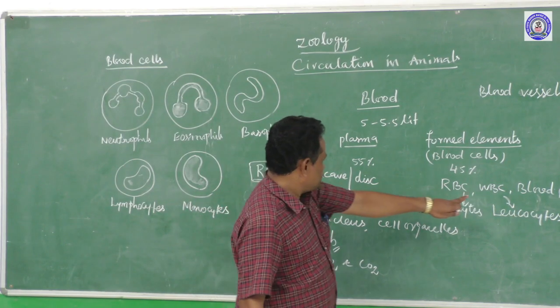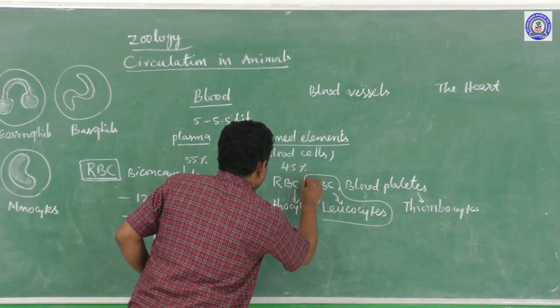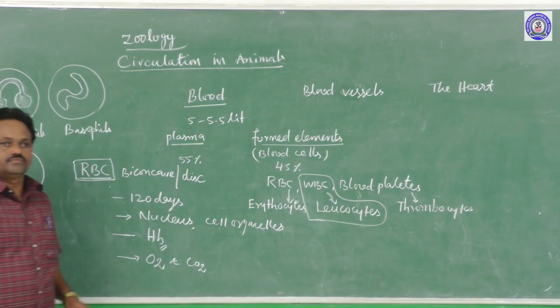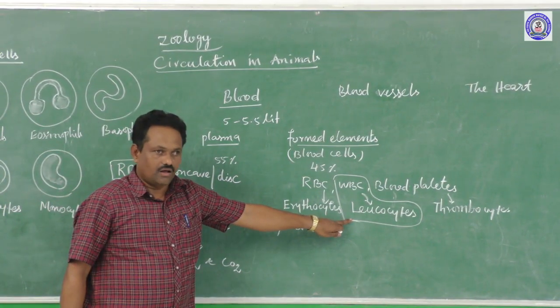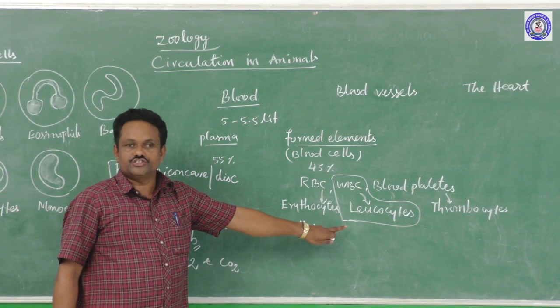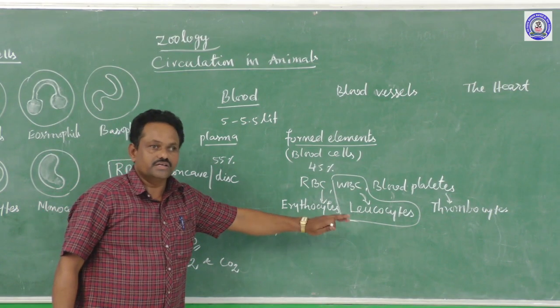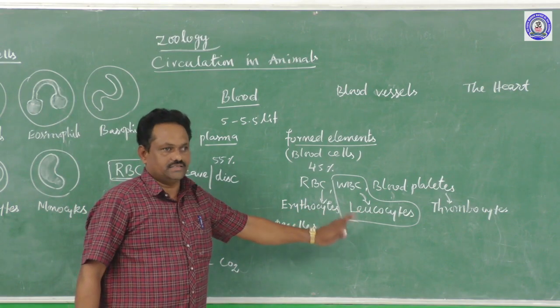And when we come to the WBC, the WBC cells are also called leukocytes. The leukocytes are nucleated cells, amoeboid in shape or shapeless, and leukocytes are colorless.